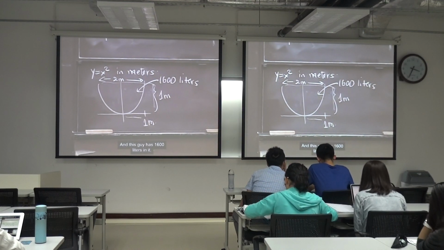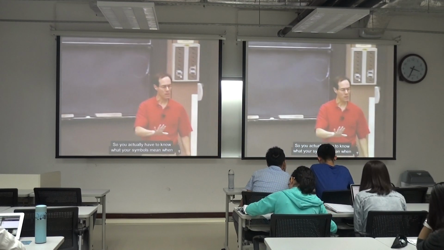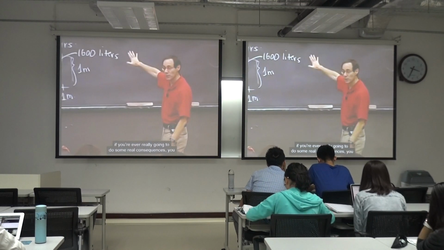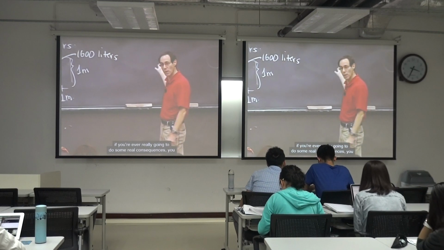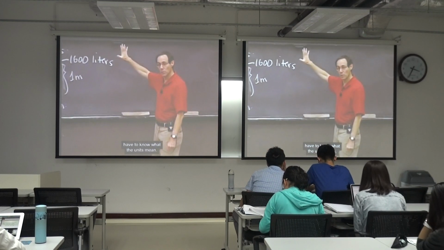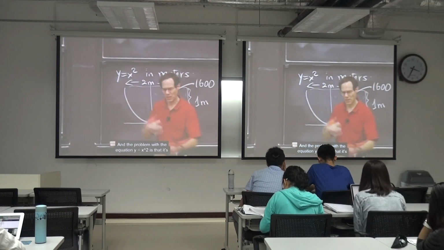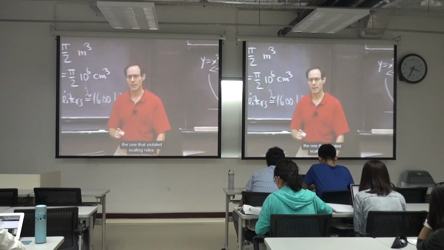All right? So you actually have to know what your symbols mean when you're dealing with these kinds of applied problems. And if you're ever really going to do some real consequences, you have to know what the units mean. And the problem with the equation y equals x squared is that it's the one that violated scaling rules.